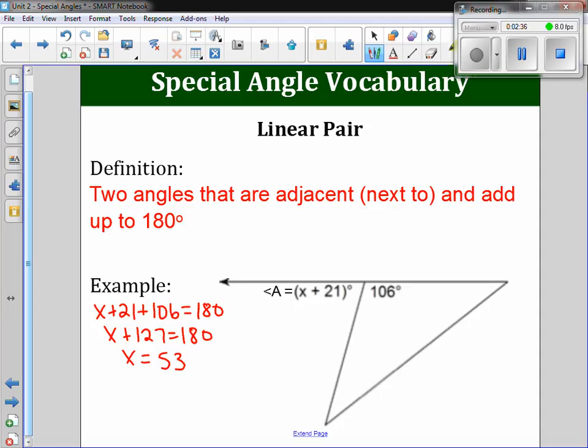But I don't want to know what x is. I want to know what angle A is. Angle A is equal to 53 plus 21. Angle A is equal to 74 degrees.